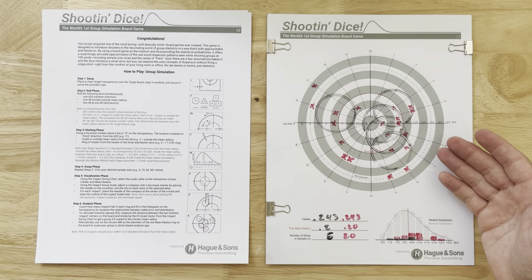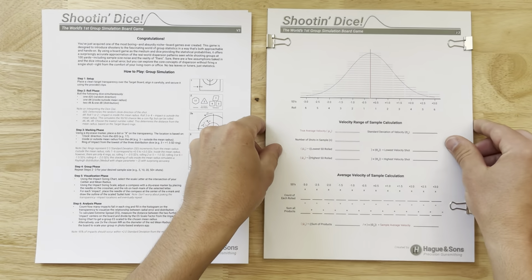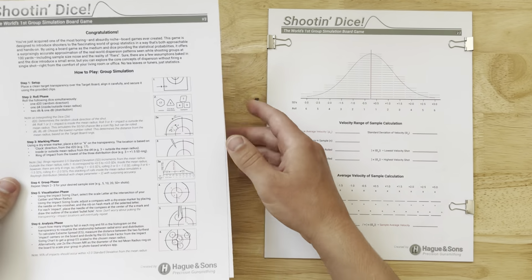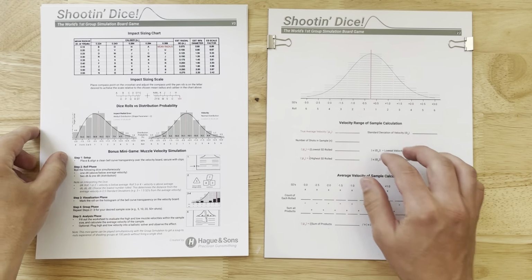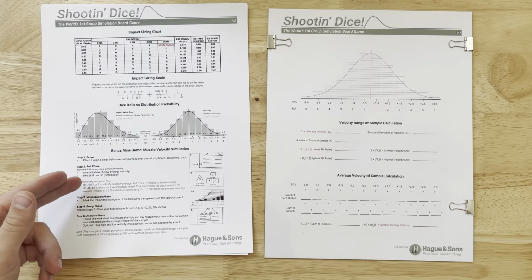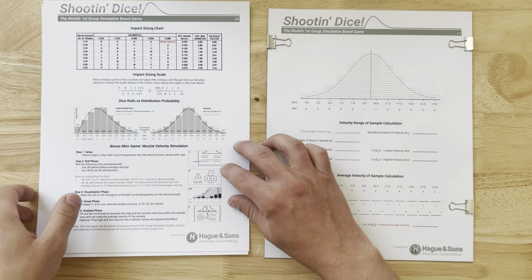Before we start on the main game, we're actually going to flip this board over and play the bonus mini game first, simulating muzzle velocity, since it's easy to recognize the terms and will familiarize us with the game's mechanics.